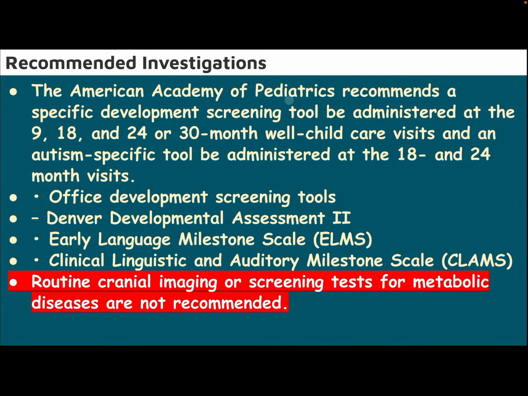Recommended investigation: the American Academy of Pediatrics recommends a specific developmental screening tool be administered at the 9, 18, and 24 or 30-month well-child visits, and an autism-specific tool be administered at the 18 and 24-month visits. Tools include the Ages and Stages developmental screening tool, Denver Developmental Assessment, Early Language Milestone Scale, and Clinical Linguistic and Auditory Milestone Scale. Routine cranial imaging or screening tests for metabolic disorders are not recommended.